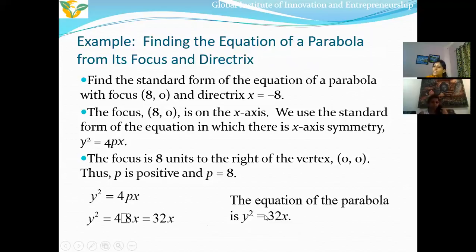So we have seen 3 different cases. The standard equation was given, and we found out the focus as well as the equation of the directrix. In this problem, the focus is given, the equation of the directrix is given. We need to find what? The equation of the parabola.